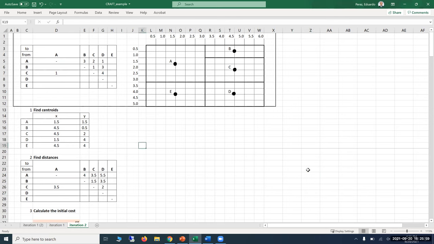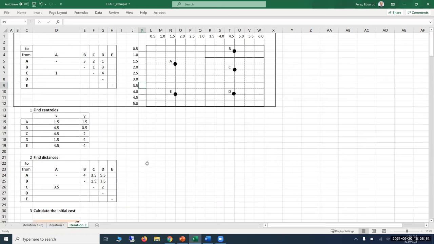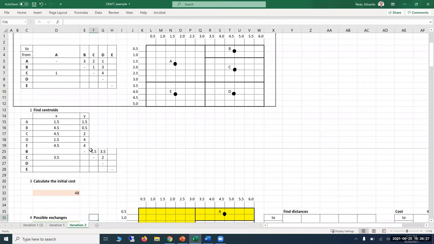And I'm going to start with the new layout from the previous iteration. All right, so now I have E and D, which is what we found in the first iteration. And I'm going to repeat the process. Now I'm going to start doing two-way exchanges for all possible exchanges in this new layout. The initial cost of this layout is 48. So I want to see if I can improve this layout by going through the same process of exchanging.